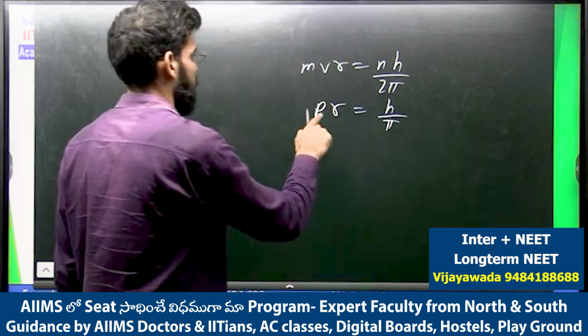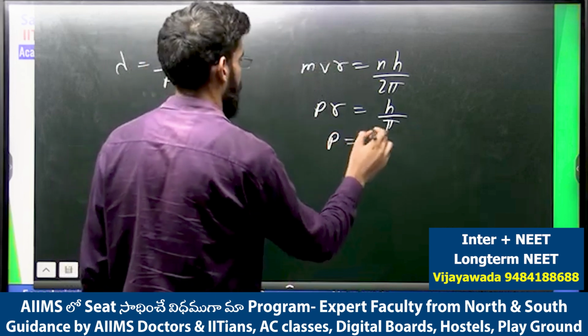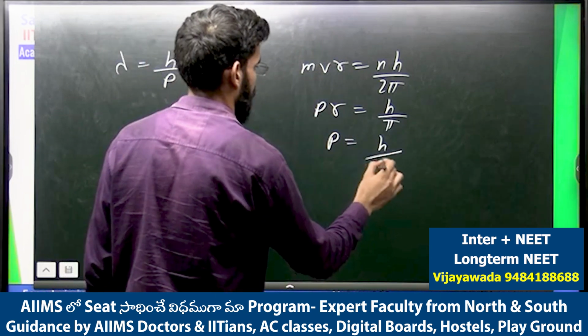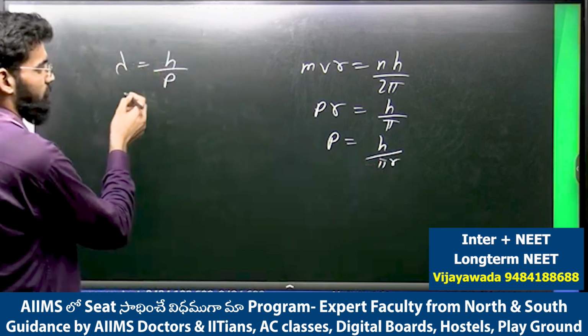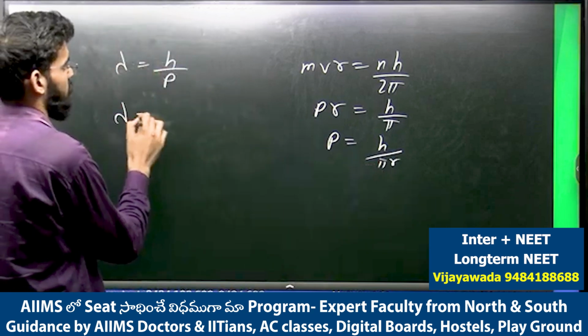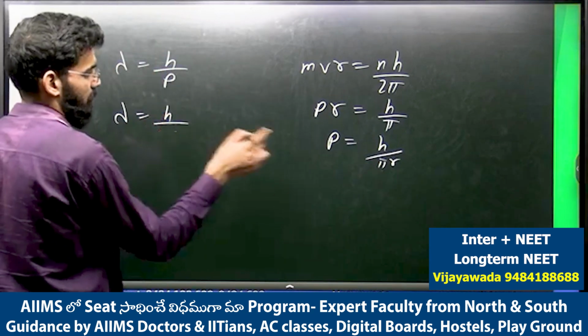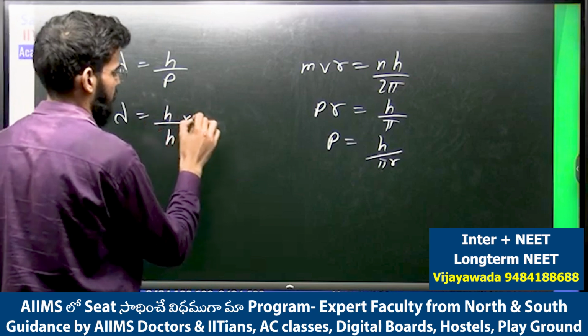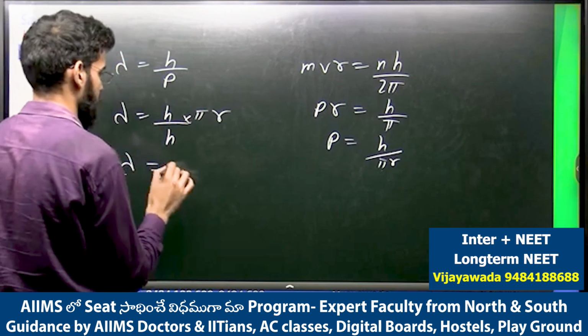Okay, so p value is how much from here? P value I can say h upon pi r. Okay, so from here you put the lambda value, so h equals to h, lambda equals to h by p. P is what? H into pi r, so pi r. Okay, so lambda is equals to pi into r.